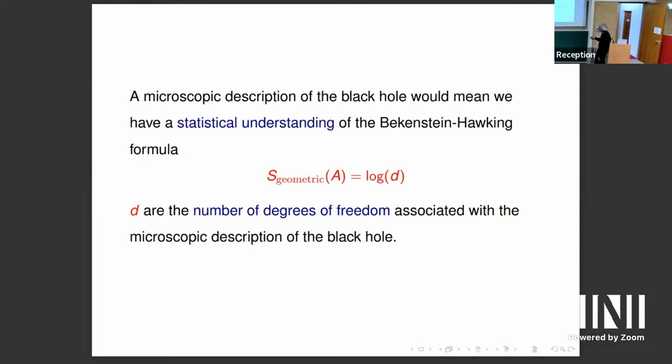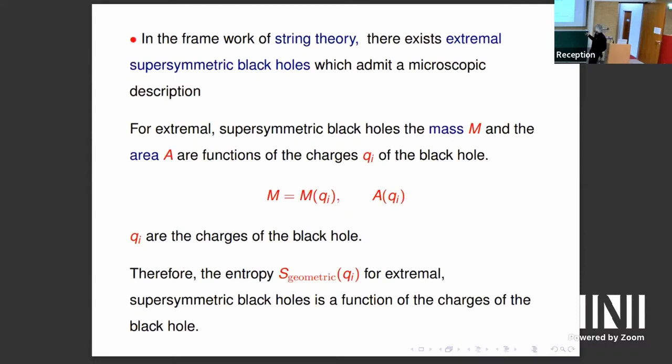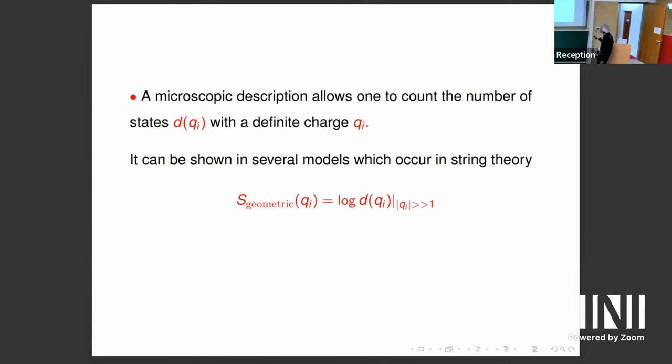Now, in the framework of string theory, which is what we are going to focus on, there exist extremal supersymmetric black holes for which we have a microscopic description, and this will be the focus of the talk. For extremal black holes, the mass as well as the area are all functions of the charges, and therefore the entropy is a function of the charges. A microscopic description would allow us to count this degeneracy as a function of these charges, and under some approximations like the large charge limit, if we have done a good job, it should agree with the geometric formula, which is also expressed in terms of charges because it's an extremal black hole.